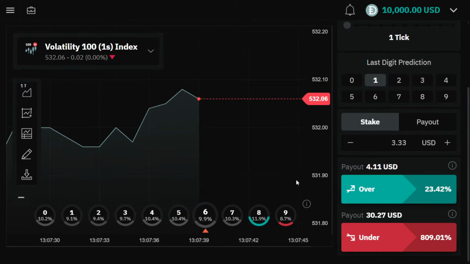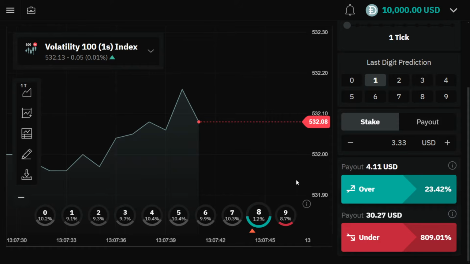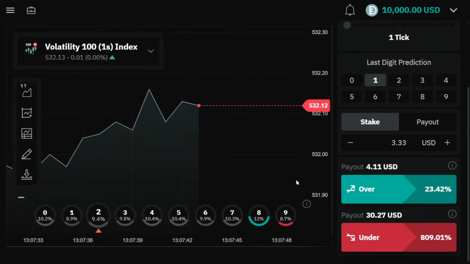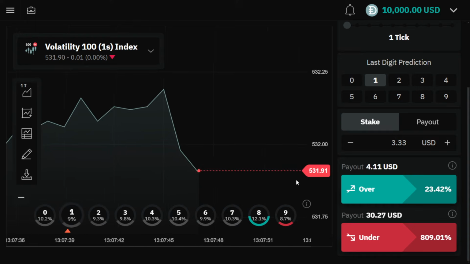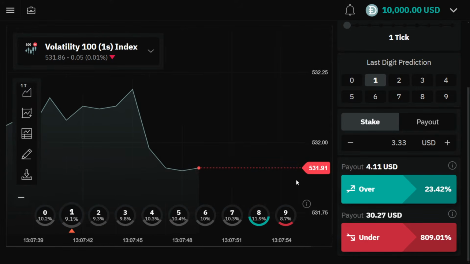Now, over 2. What strategies do you apply? As I've said, over 2 is the perfect market. So if you're a beginner and you're not sure what you are supposed to start with, you can start with over 2.